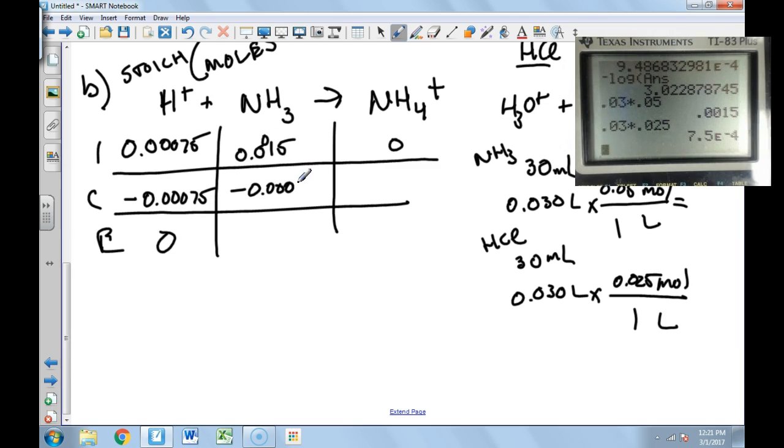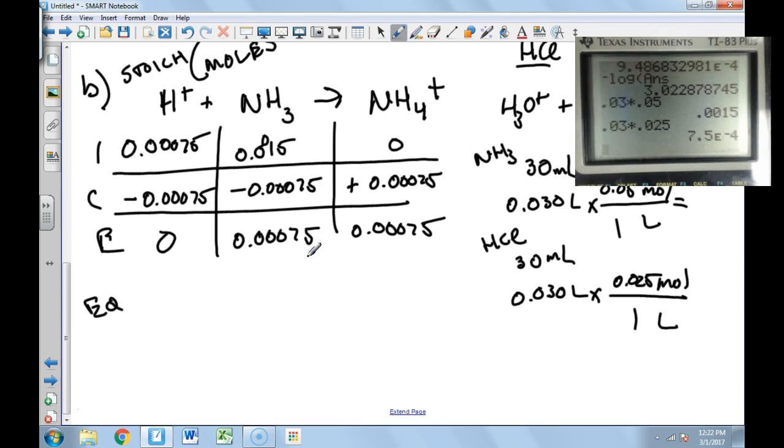Okay, 0.75, and then this is plus 0.00075. Now we do this. This is going to be 0.00075, and this is 0.00075. And so this is where we can say, well, this is half of the number of moles, so that's why everything is half. And so now we're going to do our equilibrium step.